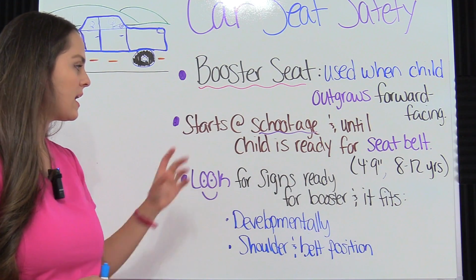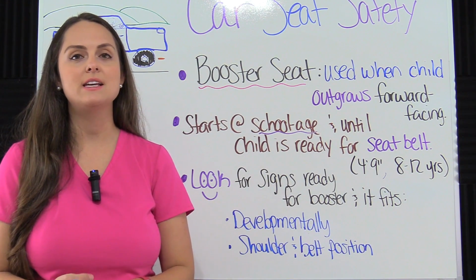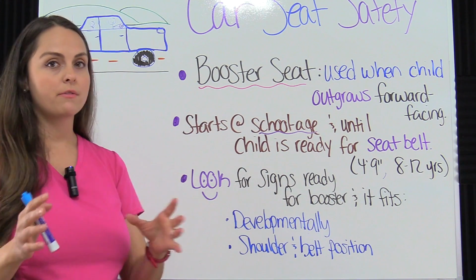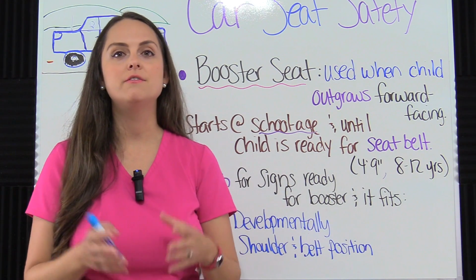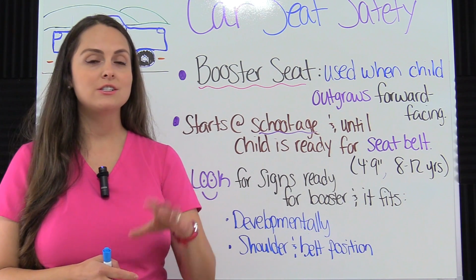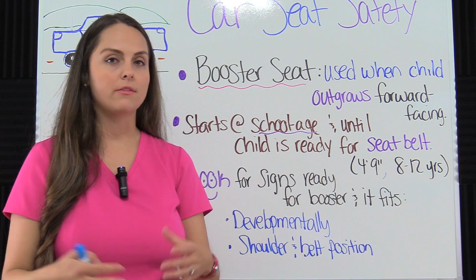But what are those signs that you need to look for that tell you that your child is ready for this booster seat and that the booster seat actually fits them securely enough to provide them protection? Well, there are some things you want to look for. First, you want to look at their development. How do they obey instructions? Can they obey your instructions to sit quietly in the car? They're not going to try to unbuckle themselves throughout the car ride.